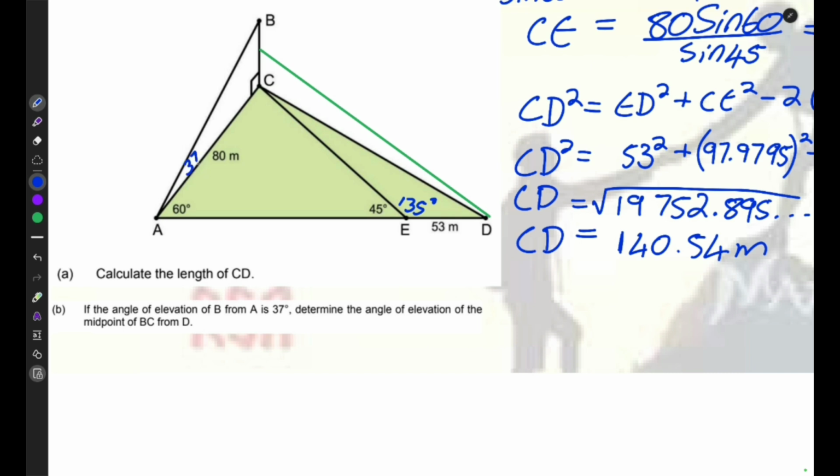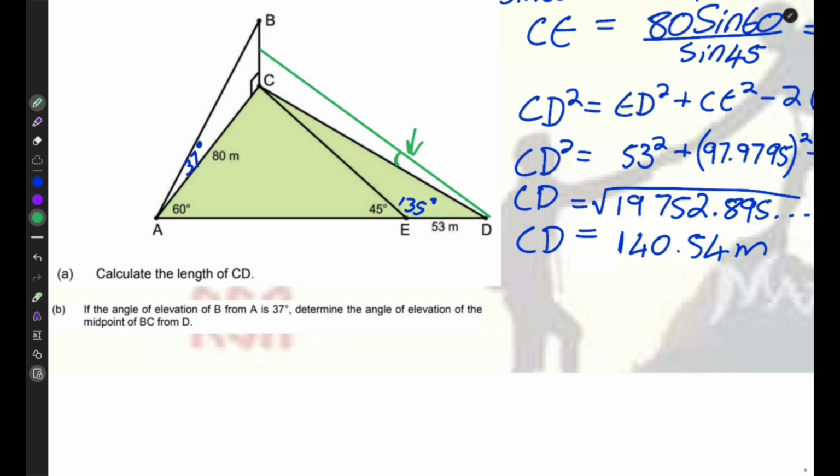With question B, if the angle of elevation of B from A, so that's that angle there, is 37 degrees, determine the angle of elevation of the midpoint of BC from D. So I drew in a green line, and they want to know that angle there. What is that size? Okay, so there's a few steps you need to follow. We don't know anything in the green triangle. So we need to figure out, firstly, what is the length of BC? Now, I can just use sine rule there, or the rectangle rules with opposite, adjacent, and hypotenuse.